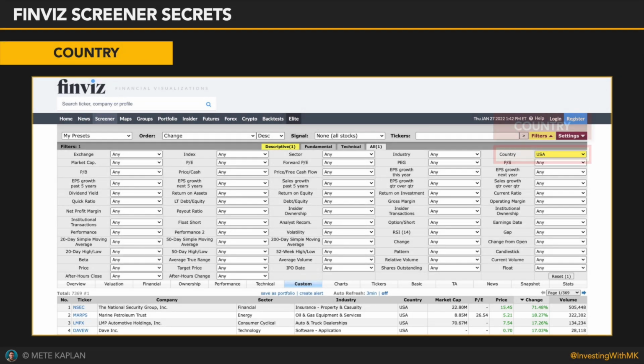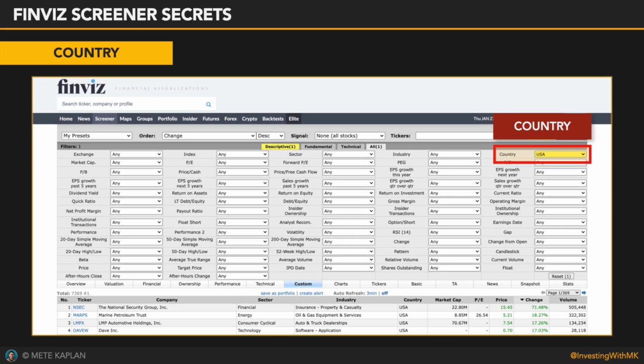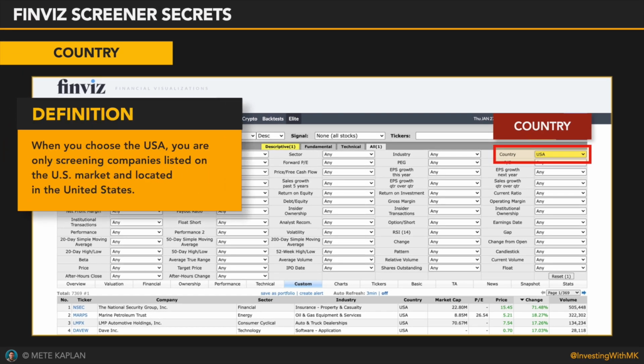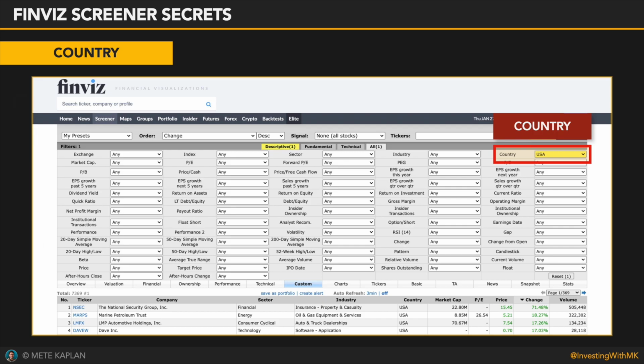Okay, let's start with the country. I see so many traders forget to set this one. When you choose the USA, you are only screening companies listed on the US market and located in the United States. As you know, some companies have different geolocations but are listed in the US markets. Why do I select the USA? Because I have at least some understanding of official regulations and policies in the United States for the companies located in the US. So, simple is better.